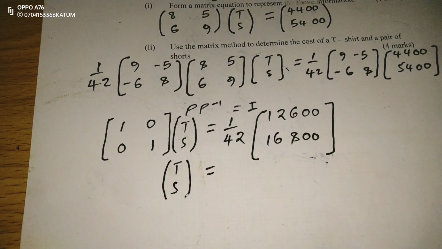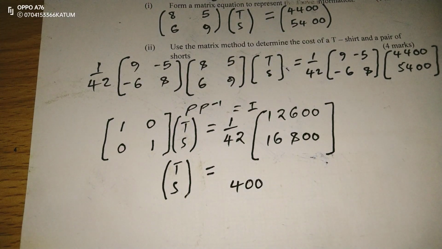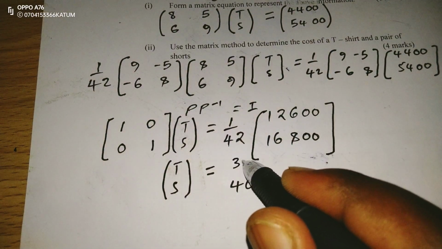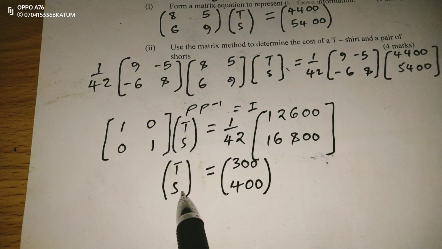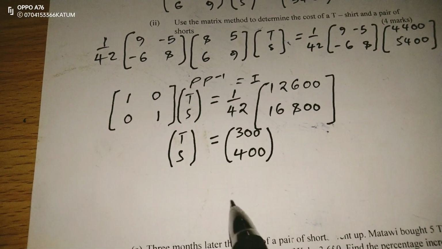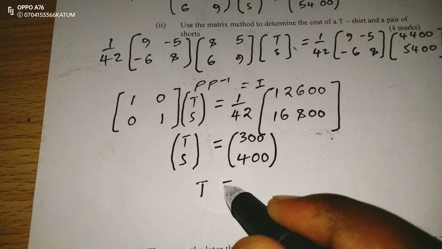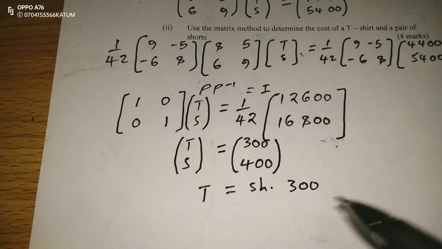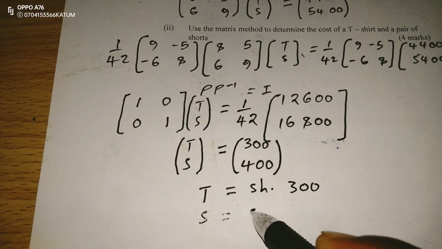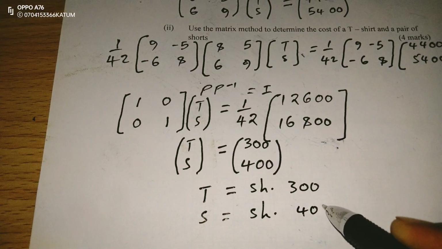Then we divide these values by 42. When I divide 16800 by 42, I have 400. When I divide 12600 by 42, this gives me exactly 300. Therefore, T and S equals 300, 400. The value of T, which is the cost of a single t-shirt, is going to be Kenya shillings 300. The value of S, which is a pair of shorts, is exactly 400 Kenya shillings.